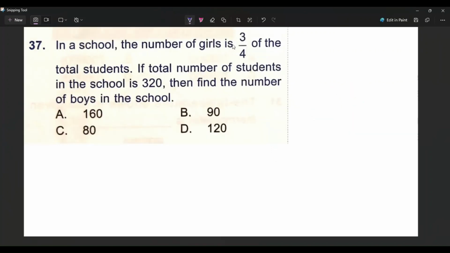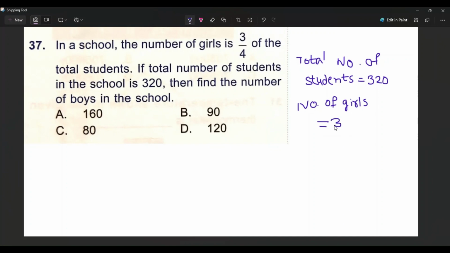37th question. In a school, the number of girls is 3 by 4th of the total students. If total number of students in the school is 320, then find the number of boys in the school. Let's write the total number of students first. Number of girls is equal to 3 by 4th of the total students. 3 by 4 into 320. So 4 ones are 4, 4 eights are 32. 4 zeros are 0. So 3 into 8 is nothing but 3 eights are 24. 3 into 0 is 0.